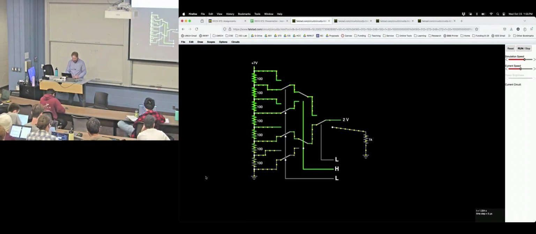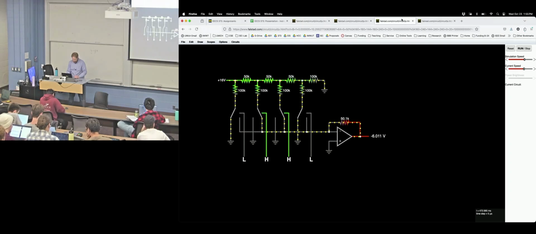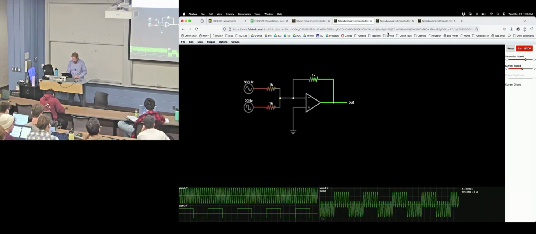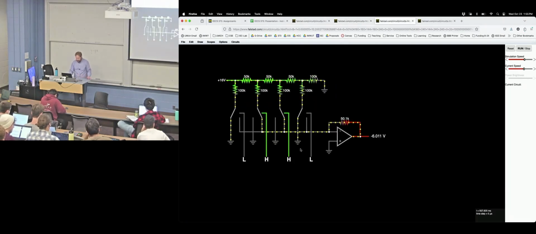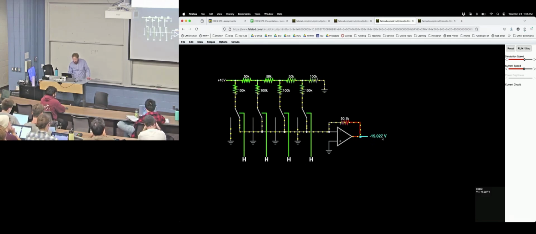Let's go back here. Turn this guy off. And so you can visually see the summation of currents coming in. Basically you get a binary value here. In this particular example, we're getting a negative 15, positive 16 up here. And so this is inverting the signal.